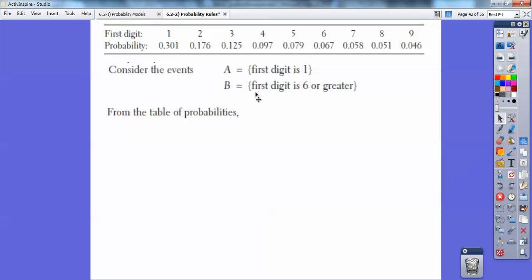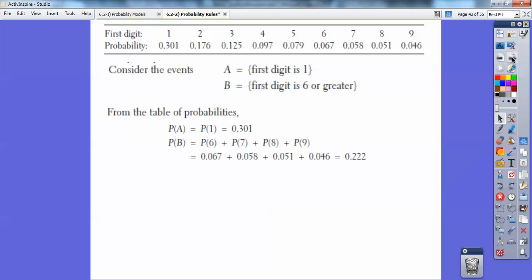Consider event B, that the first digit is 6 or greater. Okay, 6 or greater would be this one plus this one plus this one plus this one. So from the tables up there, we get what I just said right there. So here's the probability of event A, and then here's the probability of event B.